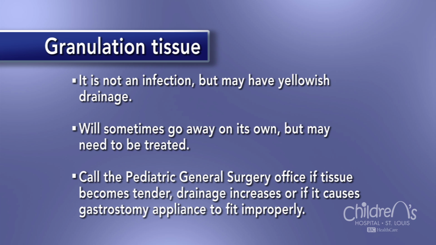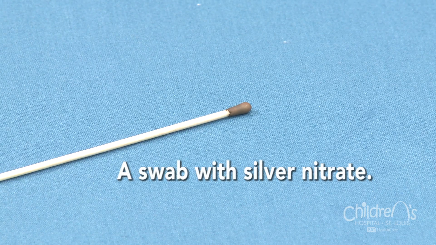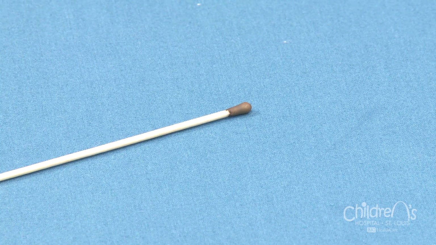Granulation tissue may go away on its own, but may need to be treated. Call the general surgery office if the tissue becomes tender, drainage increases, or it's causing the gastrostomy appliance to fit improperly. A nurse or nurse practitioner can order a small Q-tip with medicine called silver nitrate to be applied to the tissue. The medication helps the tissue shrink and dry up. After it's applied, it can make the tissue look dark gray or white.